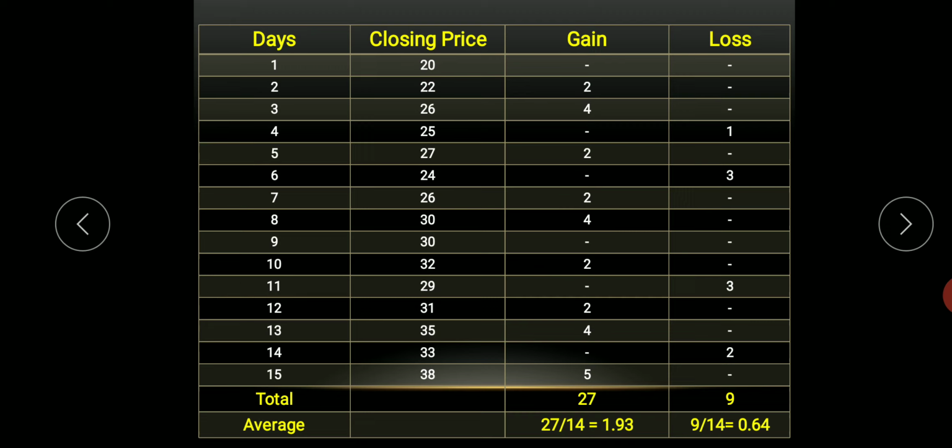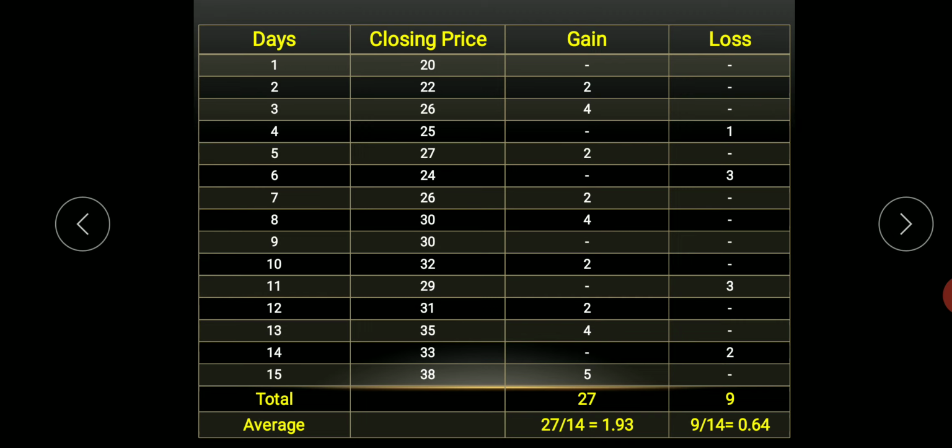So what is the gain of the day? The gain of the day is 2. There is no loss because the price increased from 20 to 22. The third day is compared with the previous day, the second day. The price has increased from 22 to 26, so 4 rupees is the gain. In the next day, the price decreased by 1 rupee, so the loss is 1 rupee.